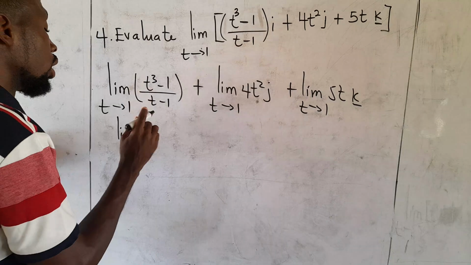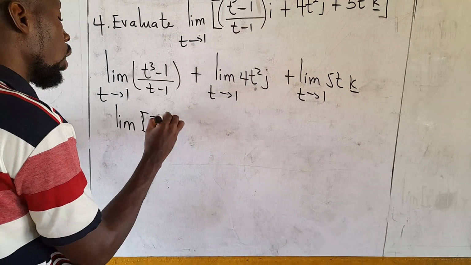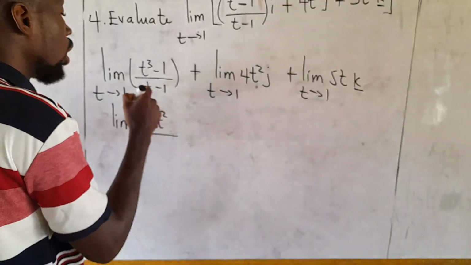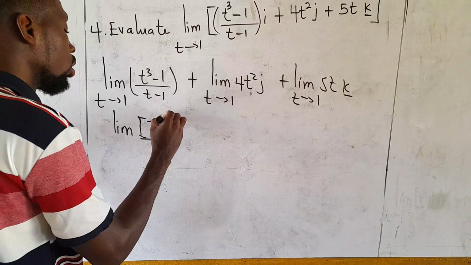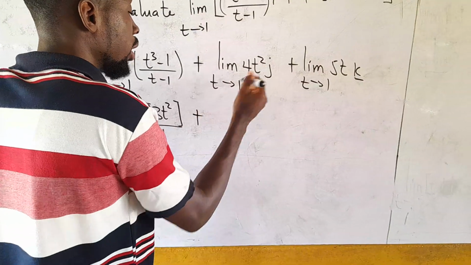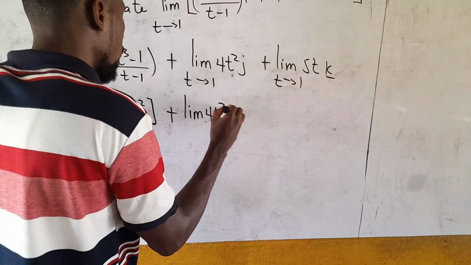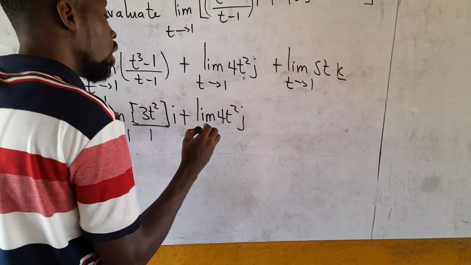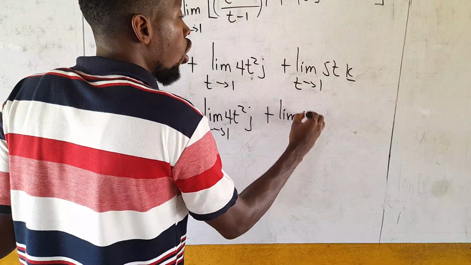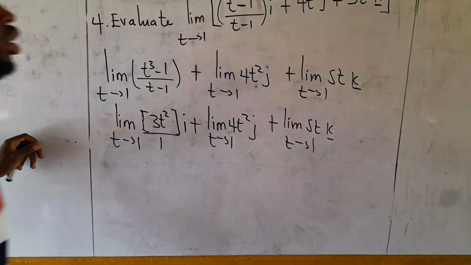When we differentiate that, we'll get 3t squared. The differential of 1 is 0 over the differential of t, which is 1, as t approaches 1. Then plus this, we don't have a problem with it. So we still have the limit of 4t squared in the direction of j as t approaches 1, plus the limit of 5t in the direction of k as t approaches 1.